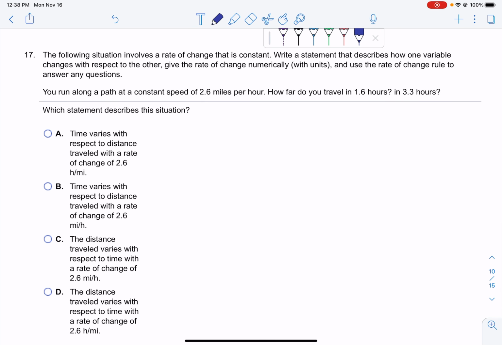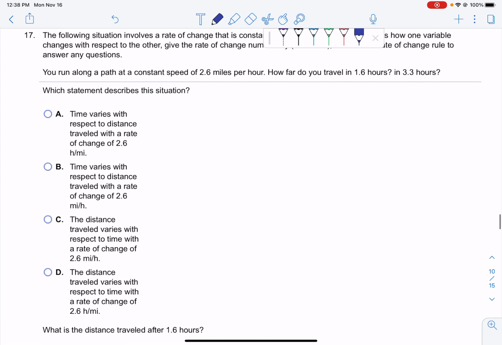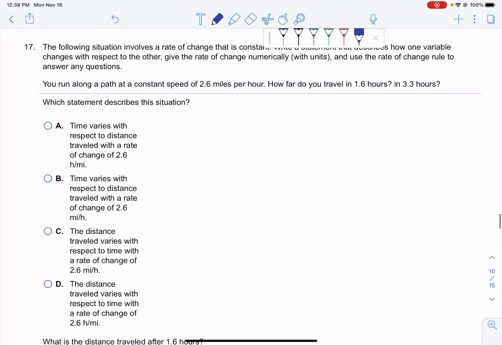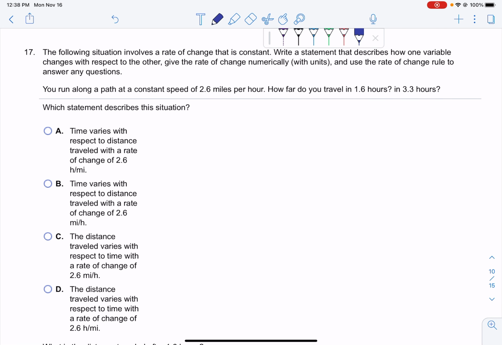Okay, 17. The following situation involves a rate of change that is constant. This looks almost exactly like what we just did, right? You run along a path at a constant speed of 2.6 miles per hour. How far do you travel in 1.6 hours, in 3.3 hours? So you're running along a path at a constant speed. So you are going miles.